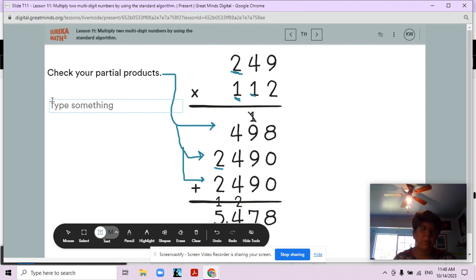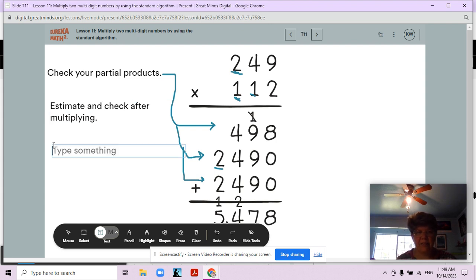What if you estimate and check after multiplying, right? So you come up with an estimate of how much you think it's going to be, 25,000, like we did at the beginning. And then you say, well, I must have made a mistake because that's not 25,000. Okay, so got to check it at the end though and make sure that you know what it means.